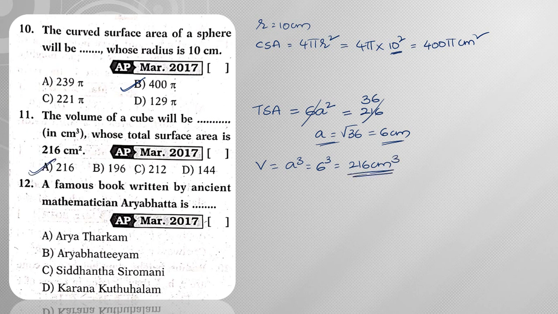Hence the answer is 216 centimeter cube. So you may have a doubt. The total surface area is also 216, but here the difference is units. 216 centimeter square means it is a surface area, whereas 216 centimeter cube means it is volume, right?